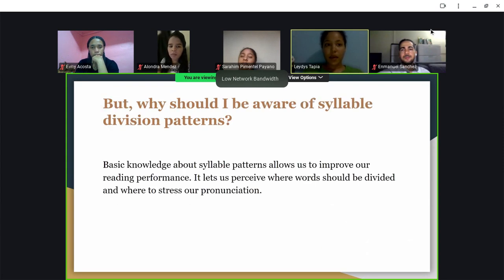But why should I be aware of syllable division patterns? Basic knowledge about syllable patterns allows us to improve our reading performance. It lets us perceive where words should be divided and where to stress our pronunciation.